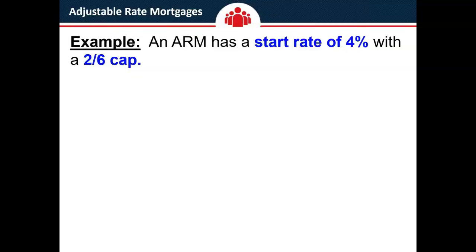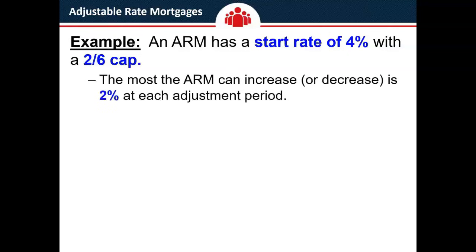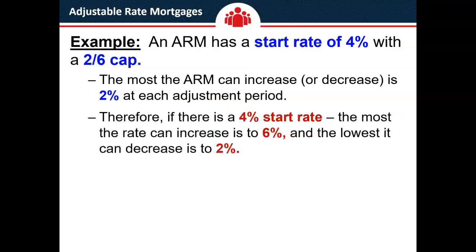Remember, this is from where it's starting from. So you have to know the start rate. The first number, again, is the most it can increase per each adjustment session. It can go up or down, but no more than 2% each time it's scheduled to adjust. So say if we have a start rate of 4%, the most that it can increase is another 6%, and the lowest that it can decrease to is 2%.